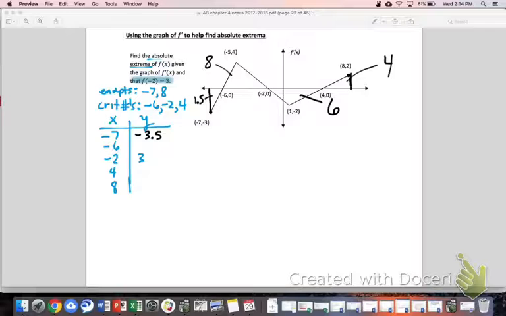So my next goal is to find the output for negative 6. I'm going to set it up as the integral from negative 6 to negative 2 of f prime of x dx is equal to f of negative 2 minus f of negative 6.